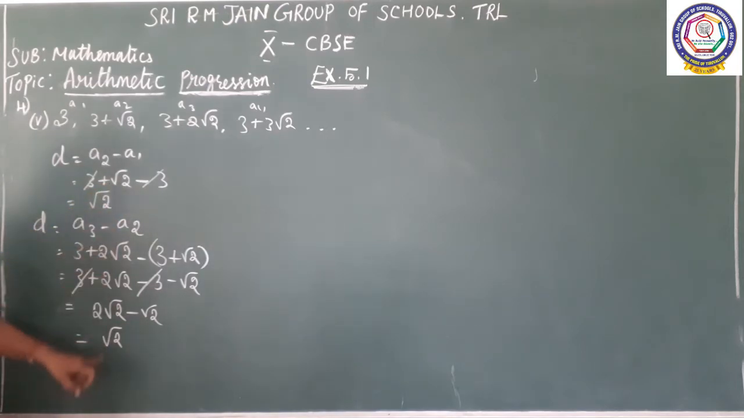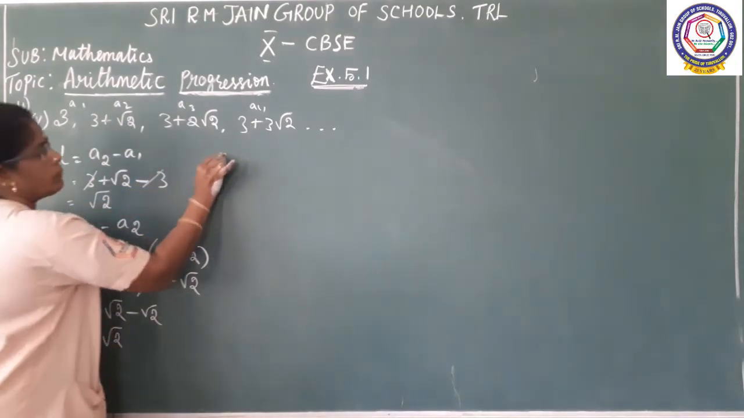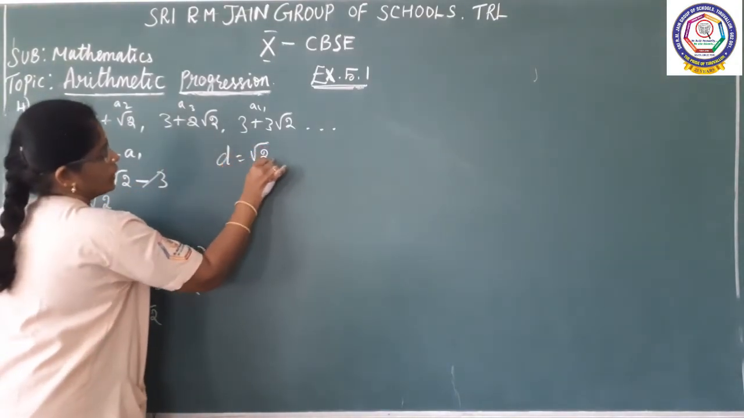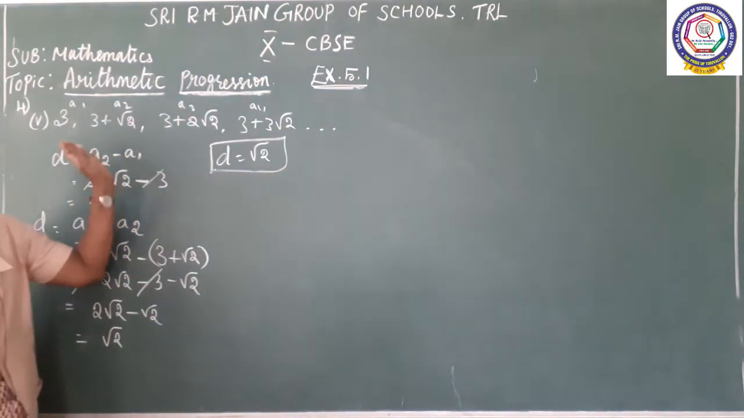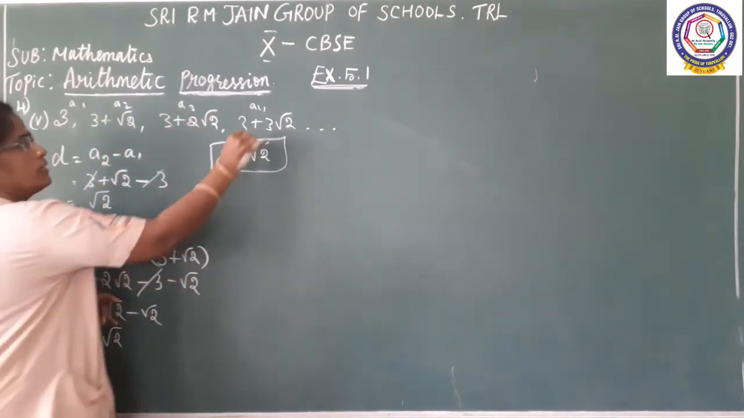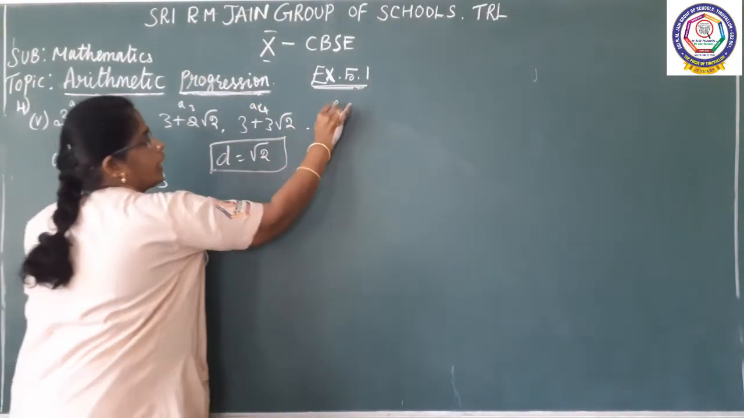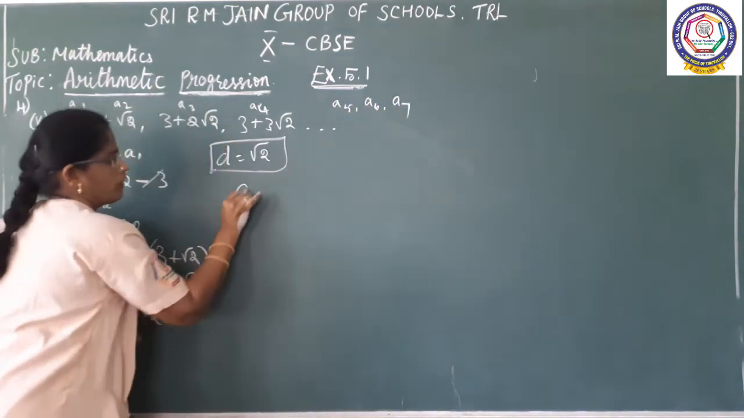Now you check both common differences are equal. The common differences are equal, so it forms an AP. So what is the common difference? D is equal to square root of 2. It is an AP, which means we have to find out the next 3 terms also. How can you find the next 3 terms? This is A4. We have to find A5, A6, A7.